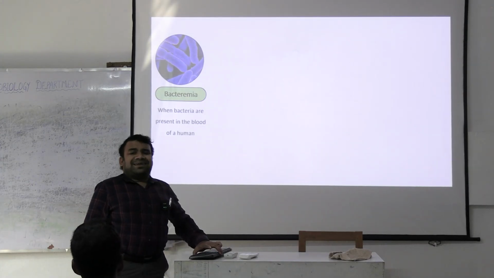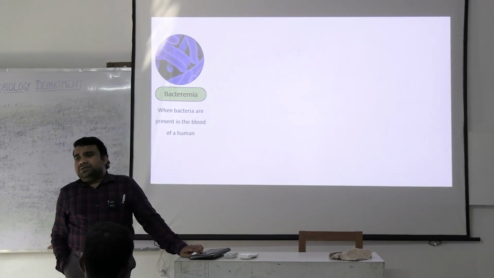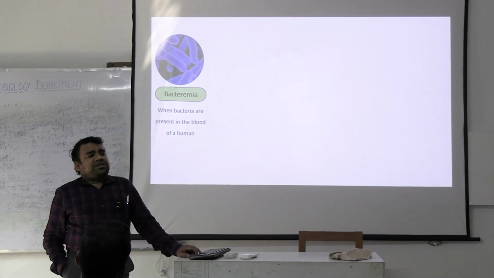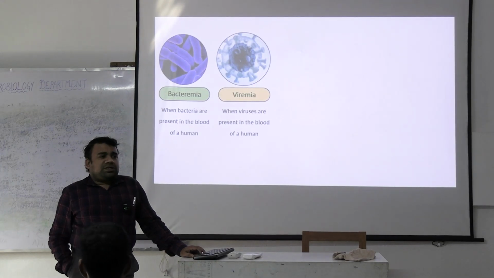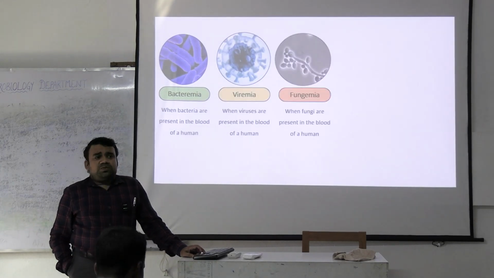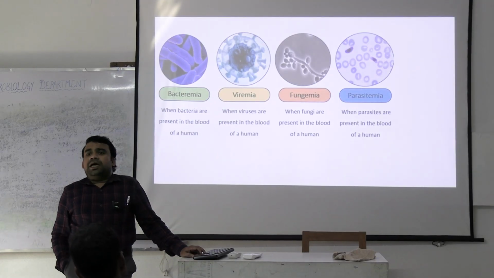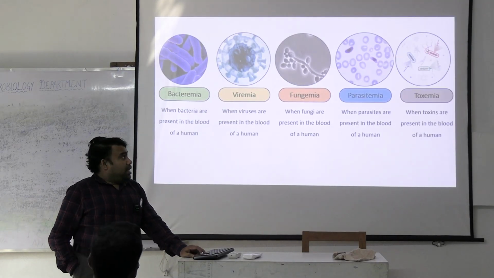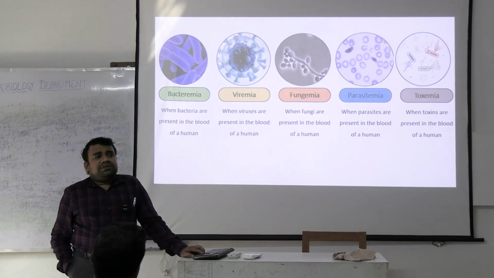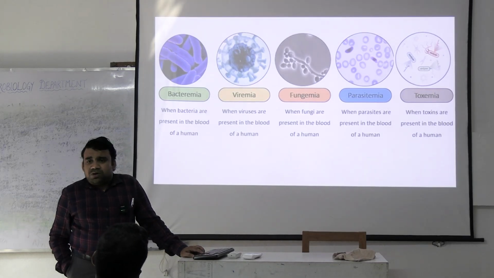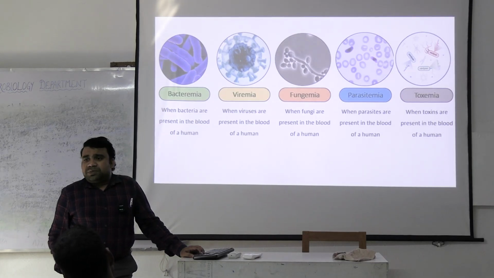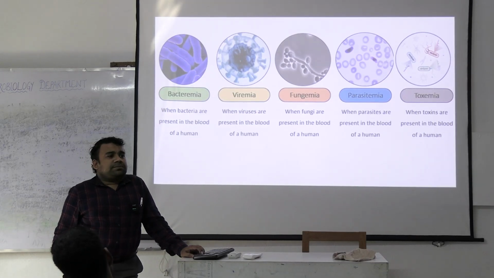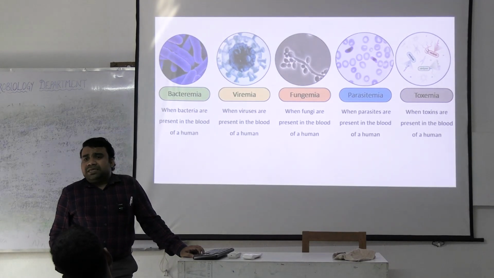Now, depending on the type of organism that is present, if the organism is a bacteria, we call it bacteremia. If it is a fungus, we call it fungemia. If it's a virus, we call it viremia. Similarly, if it's a parasite, we call it parasitemia. And sometimes the organism may not be present, but the toxins produced by organisms may be seen in the bloodstream. That we call toxemia.